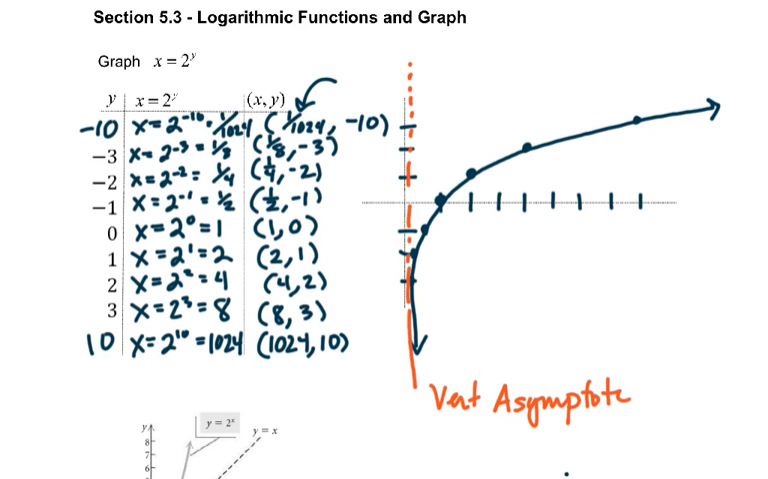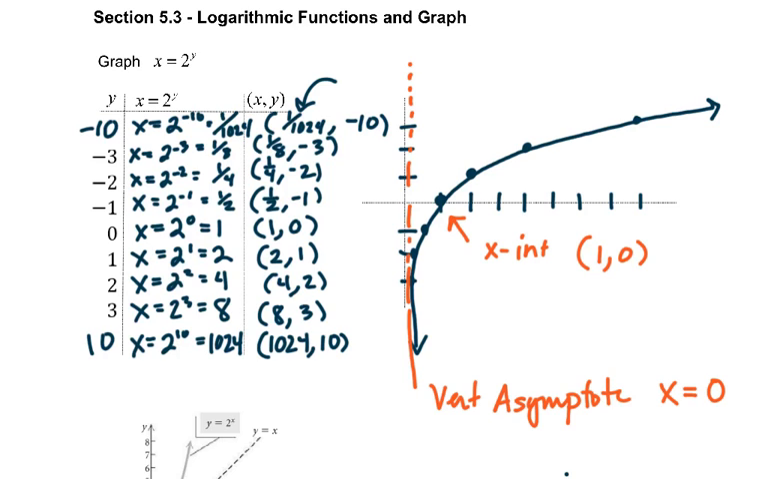And that vertical asymptote is at x equals 0 along the y-axis. Remember, the equation of a vertical line is x equals a number. And instead of a y-intercept, we have an x-intercept. And the x-intercept is (1, 0).